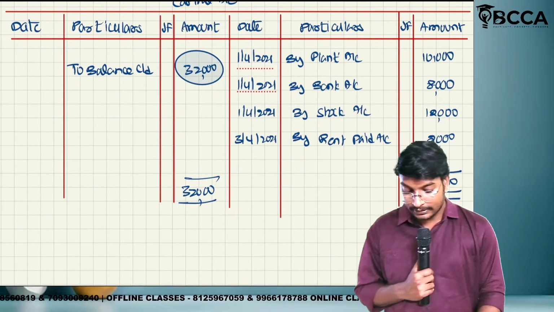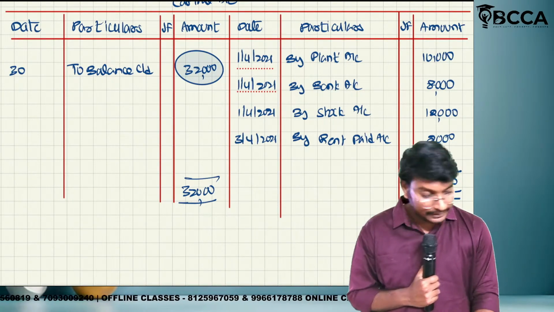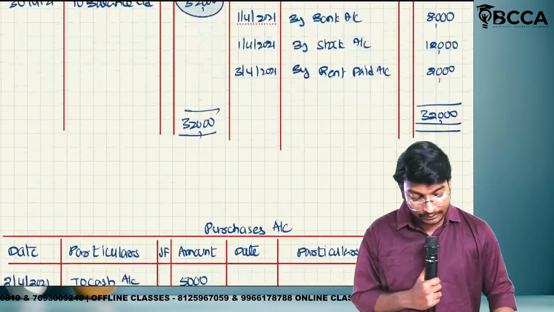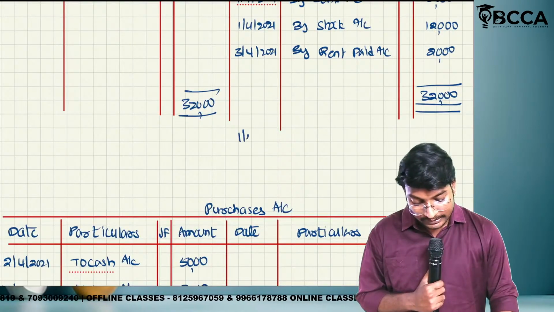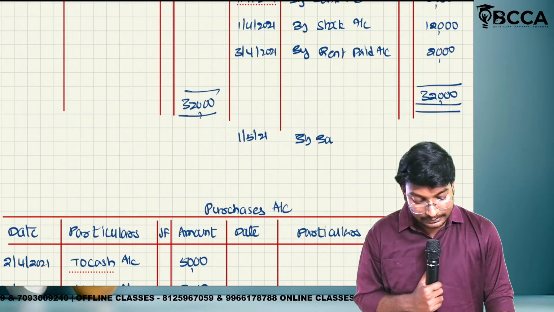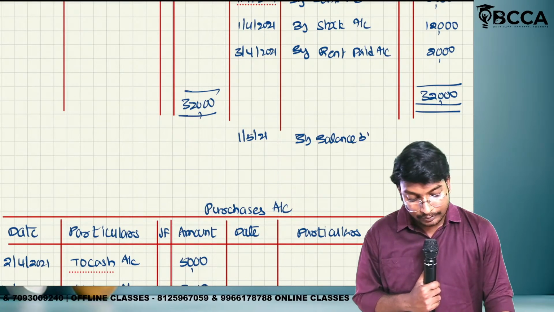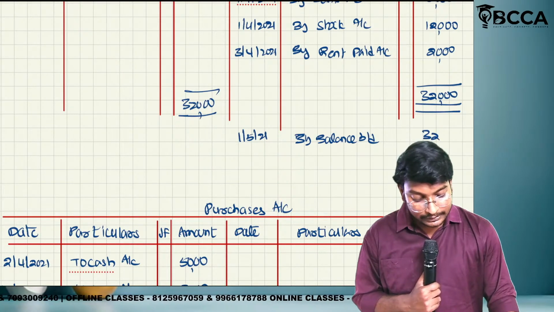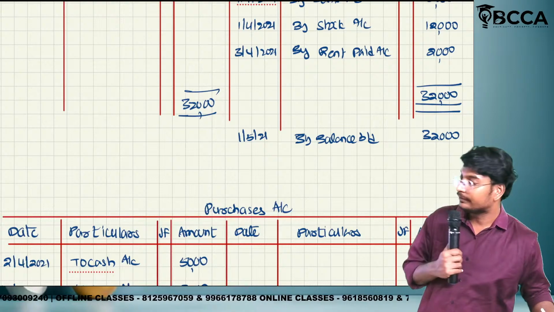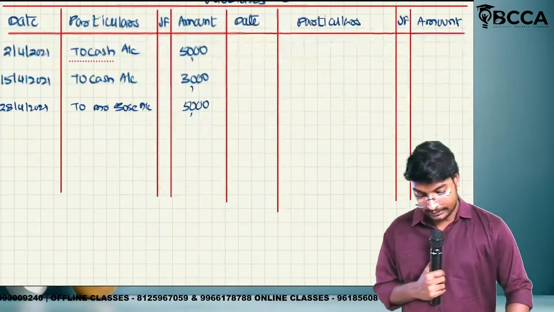Credit balance. What is the year end? 30th April 2021. What is the next month beginning? 1st May 2021, by balance brought down or carried on? Brought down. What is the amount? 32,000. So in the trial balance we need to record on which side? Credit side. Next one, purchases.